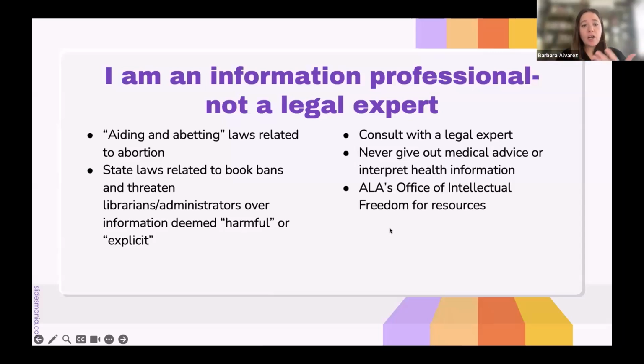For abortion, there are some states that have aiding and abetting laws that some legal experts say could include people that provide information or resources or things like that. There are, as many of you are well aware, state laws related to book bans and that threaten library administrators over information that they deem to be harmful or explicit, which of course is purposely vague. So, we don't always know what they're talking about when they say that.